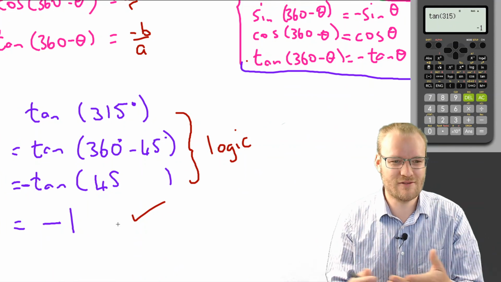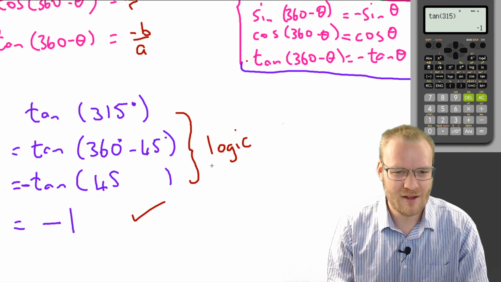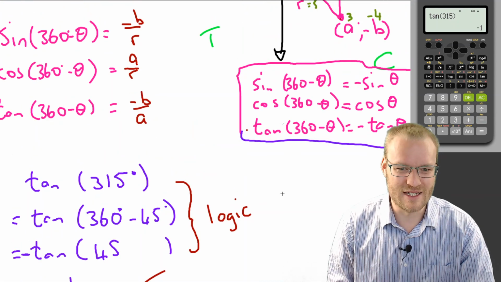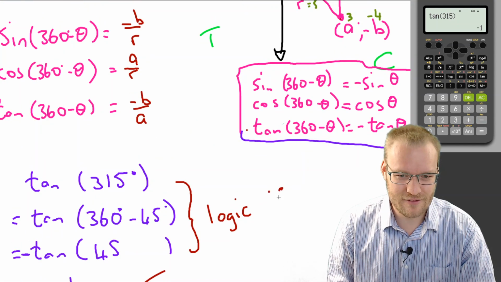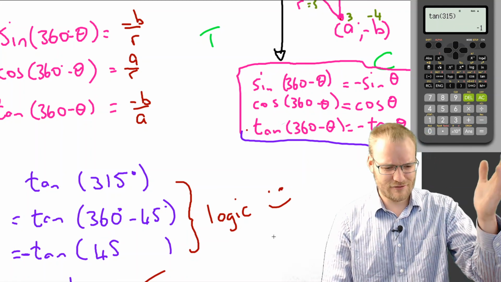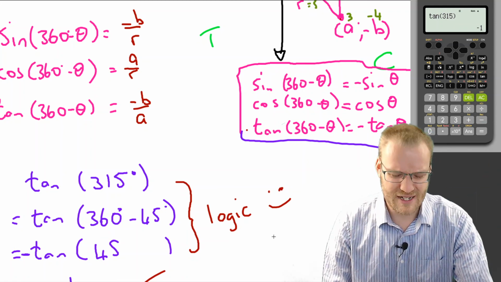We've got no context for it. It didn't help us solve a problem. But we're developing such great logical workflows and reasoning here. So that's it for that one. And that's our second last reduction formula. But the next one's kind of a given.